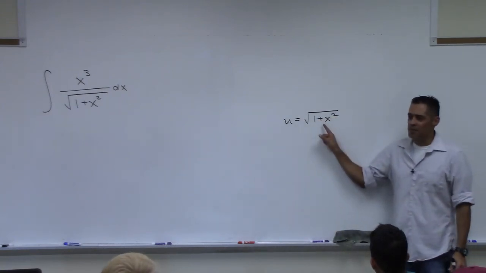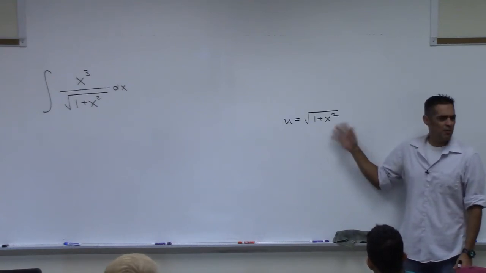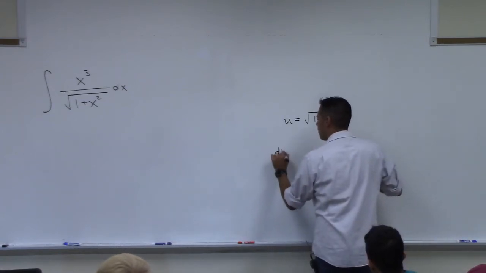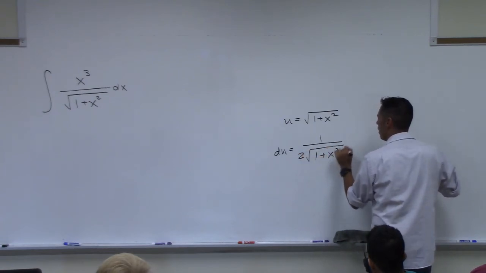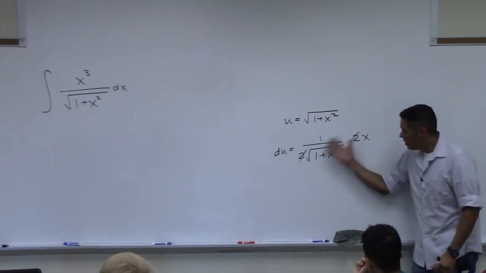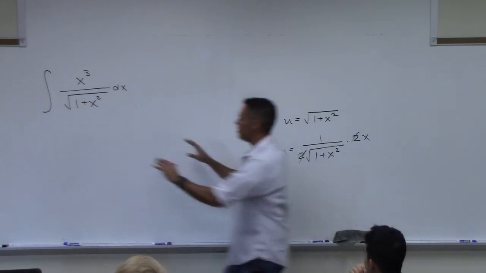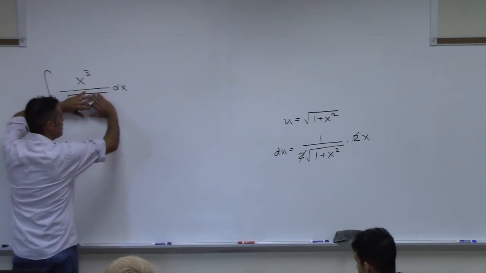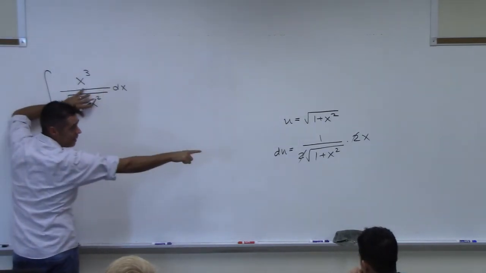Because the derivative of this is nasty. It's 1 over 2 square roots of this times 2x. So let me just write it down. The derivative of this would be 1 over 2 square roots of 1 plus x squared times 2x. Yeah, the 2's cancel, but do I have this sitting somewhere? No, because this is already accounted for, isn't it? This is already u, right? That's already u. So all you have left is x cubed dx. And all that stuff's not sitting here, right?